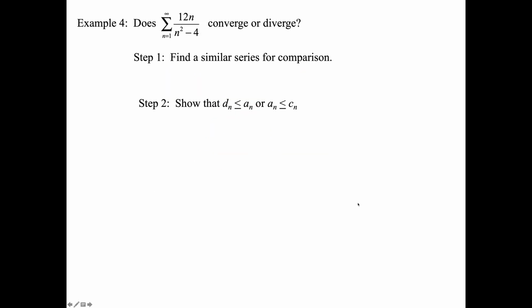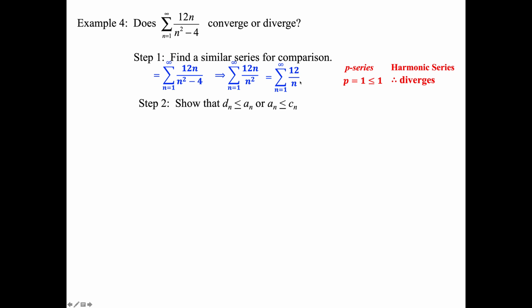All right, example number 4. Again, find me the similar series. So pause, and we'll catch up with you in a second. All right, welcome back. So take the original sequence or series and start to simplify. Get rid of the -4. Cancel some n's, so we're looking at the summation of n equals 1 to infinity of 12 over n. Well, again, that's a p series where the power on our bottom n is 1. That's less than or equal to 1. That diverges. And we've seen before in the past that all harmonic series diverge.